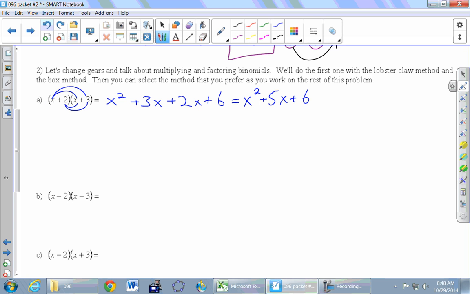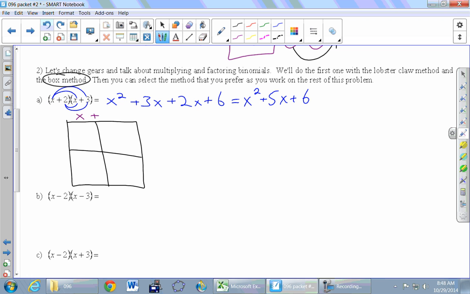Okay, but I promised you another method. So that was the lobster claw method. There's also this thing called the box method, and the box method involves drawing basically a square with 4 smaller squares inside. And then along the top and the left, we're going to put the two things that we're multiplying. So I'll put x plus 2 up here and x plus 3 over here. Doesn't matter which one goes where.